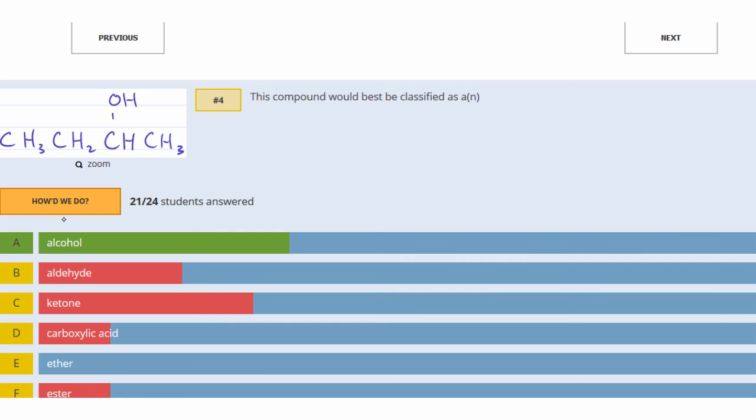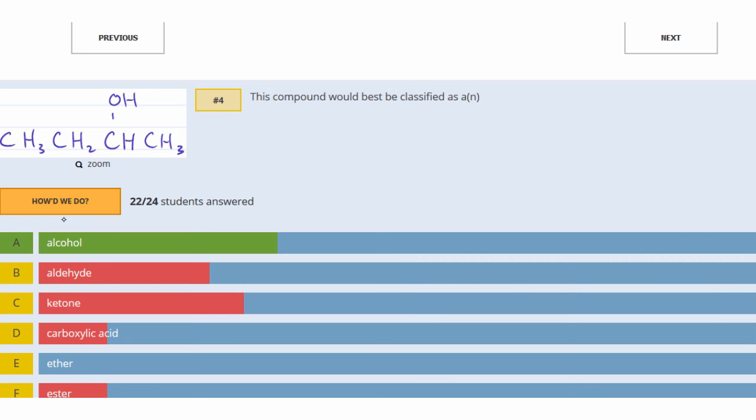It's an alcohol because we have an alkyl group. Remember, an alkyl group is a bunch of carbons and hydrogens attached to an OH. So here's the hydroxyl group. The hydroxyl group is attached to a bunch of carbons and hydrogens. This is an alkyl group. It's a hydrocarbon that's missing one hydrogen. There's the OH. This here is an alcohol.